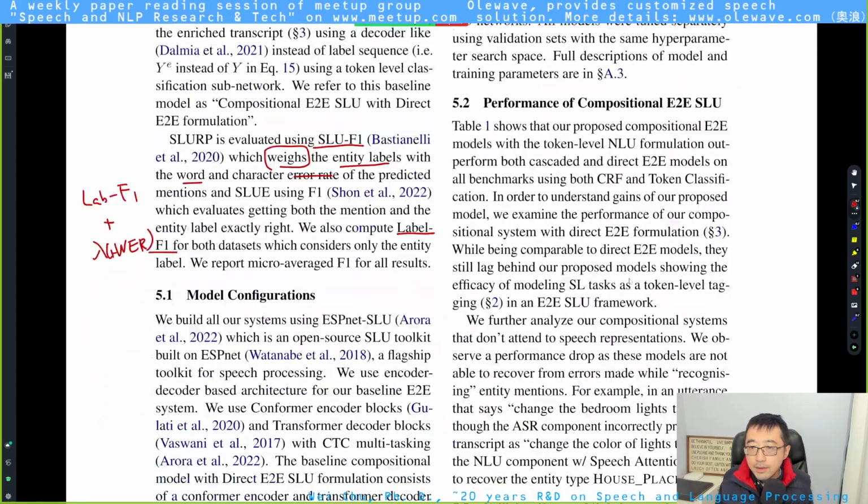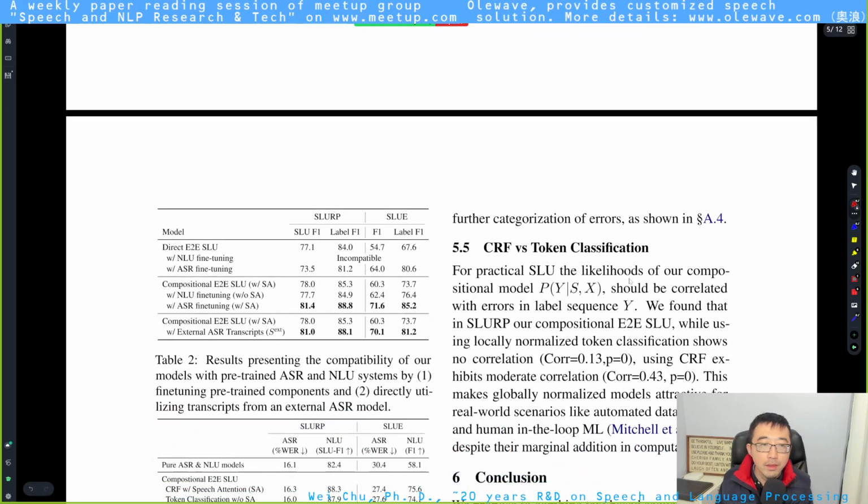And then they come up with this one. Yeah, there they also mentioned the second table. The table should be above here, on top. Results representing the compatibility of our model with the pre-trained ASR and NLU system.